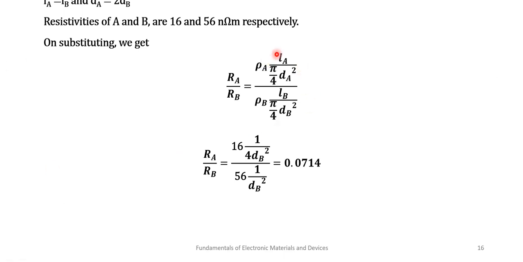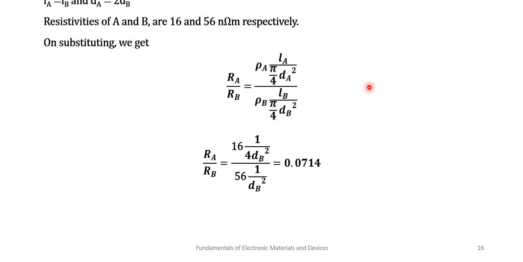So if you see here, LA and LB will cancel because LA is equal to LB, that is gone. Then pi by 4 will get cancelled. Then we have dA square and dB square. This dA you have to substitute as 2 times dB. Since it is 4, 16 by 4 is 4 and you have 56 here. So 4 by 56, it's 0.714. Yes, ma'am, I got the answer.